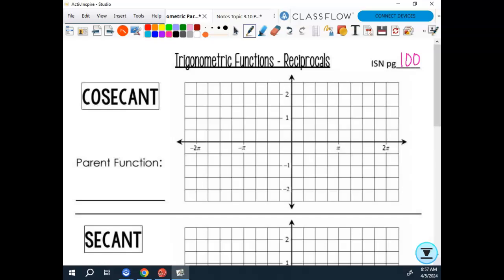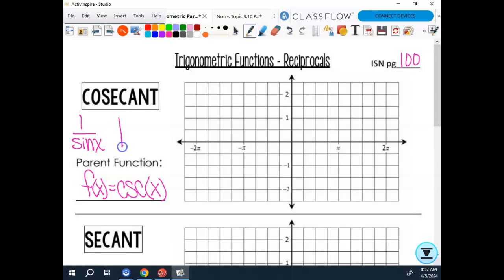All right, so cosecant is the reciprocal of what? Sine, cosine, or tangent? Sine, right? Because there's only one co in each pair. So my function here would be f of x equals cosecant of x, and that makes it 1 over sine of x, right?